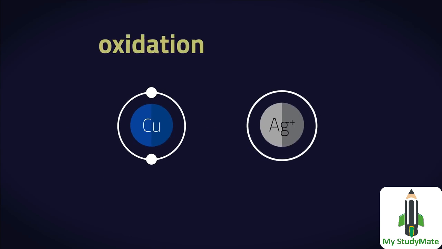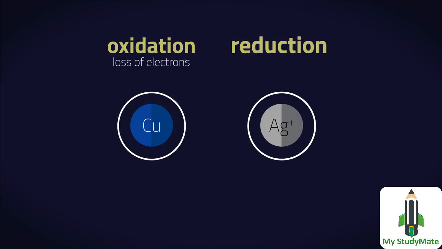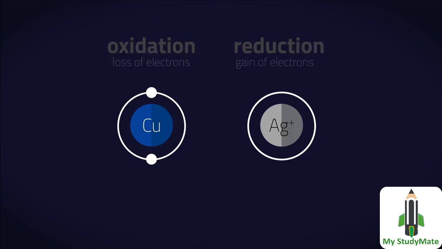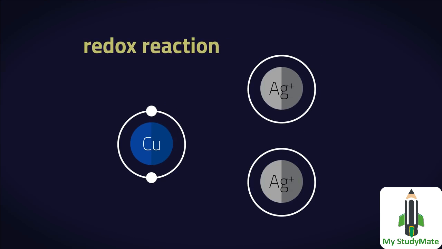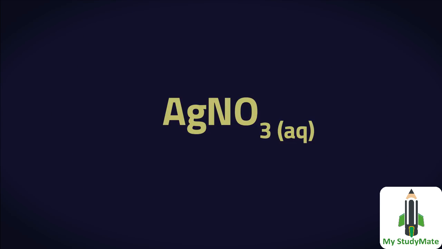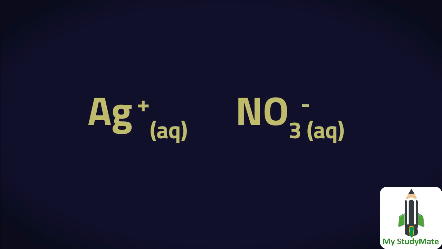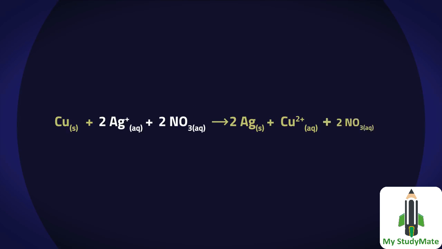Remember that oxidation means the loss of electrons and reduction means the gain of electrons. So for a redox reaction, electron transfer has to happen, with one substance losing electrons and another substance gaining electrons. The silver nitrate is an ionic solution containing Ag+ and NO3- ions. So here is the equation, again with all the ions shown separated.